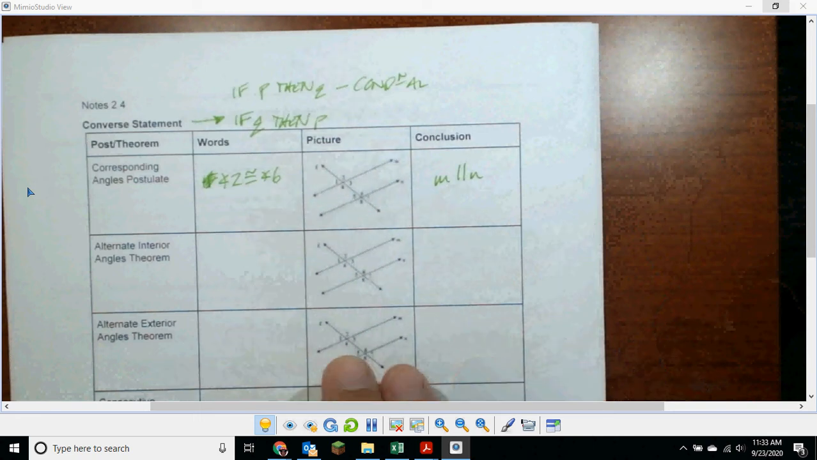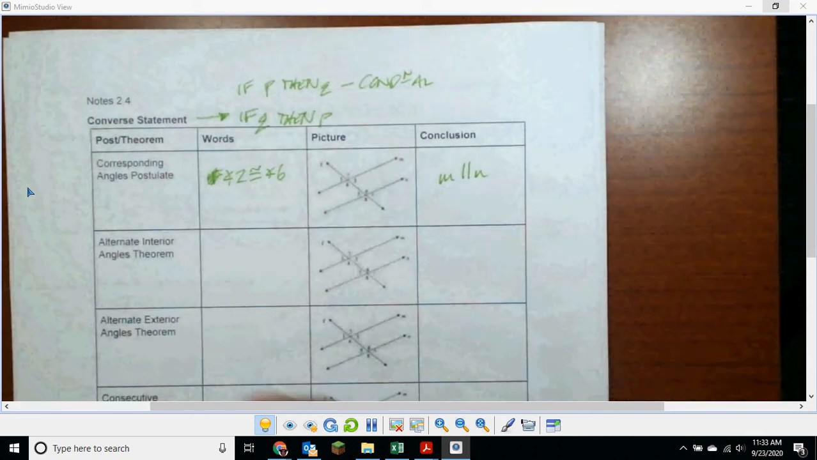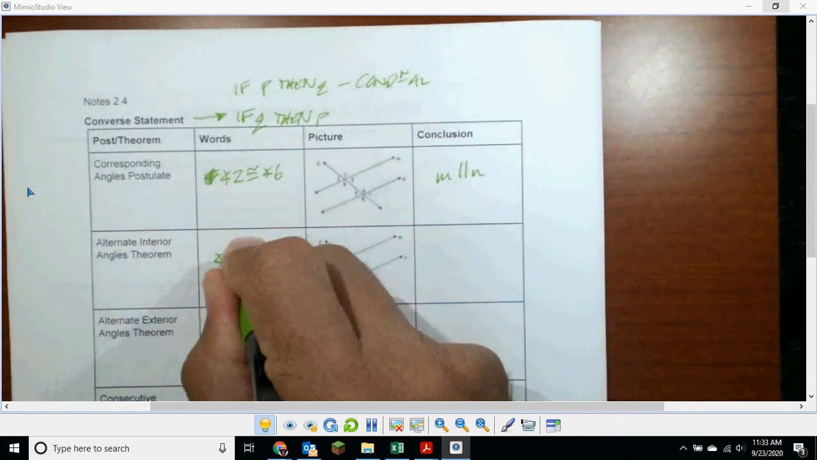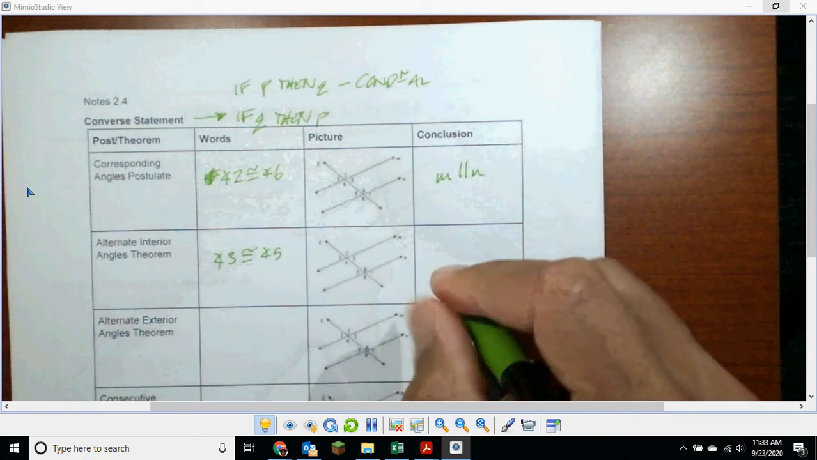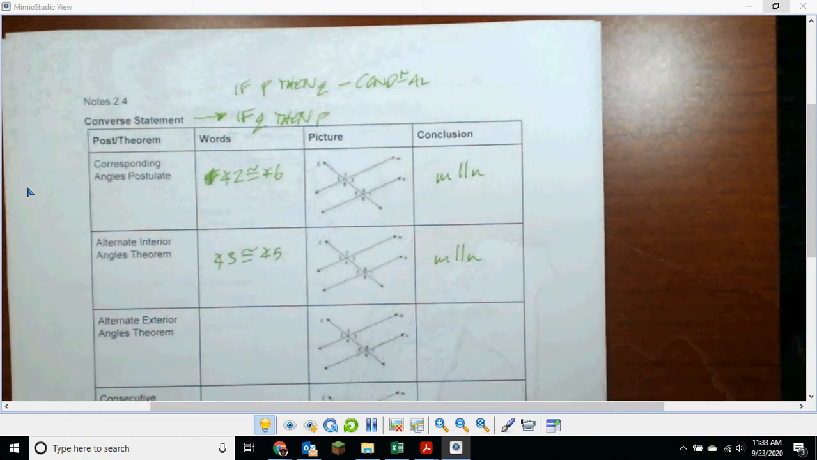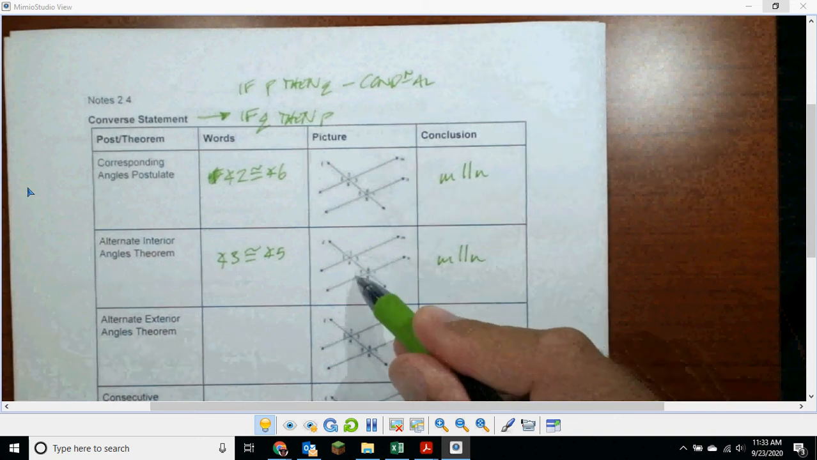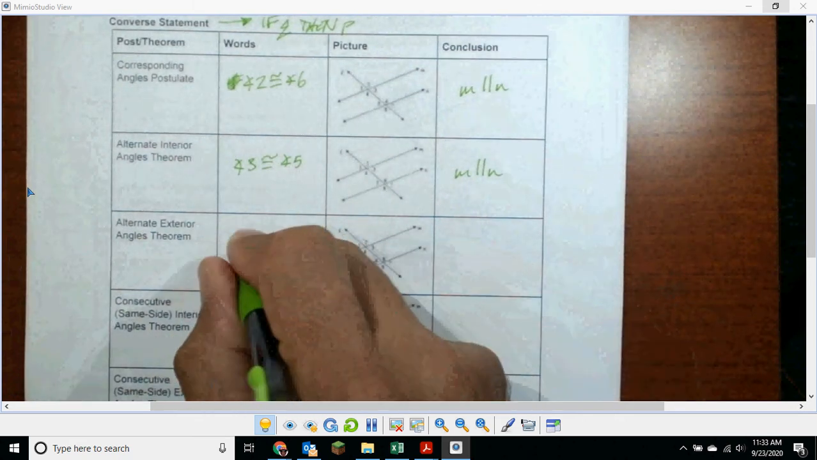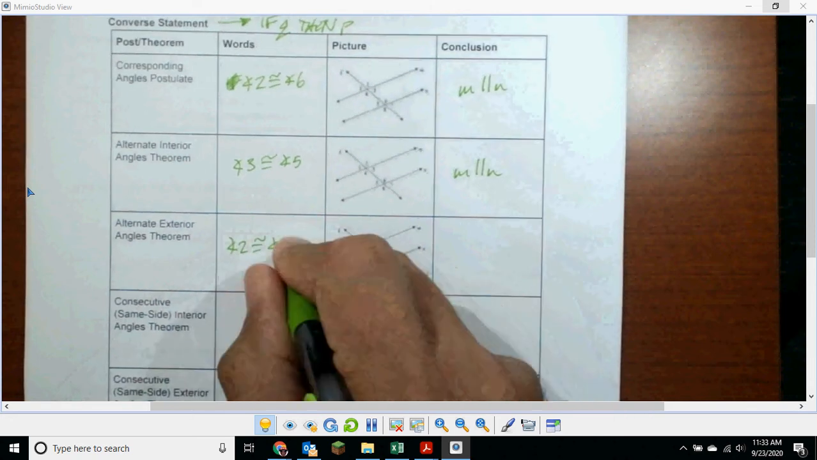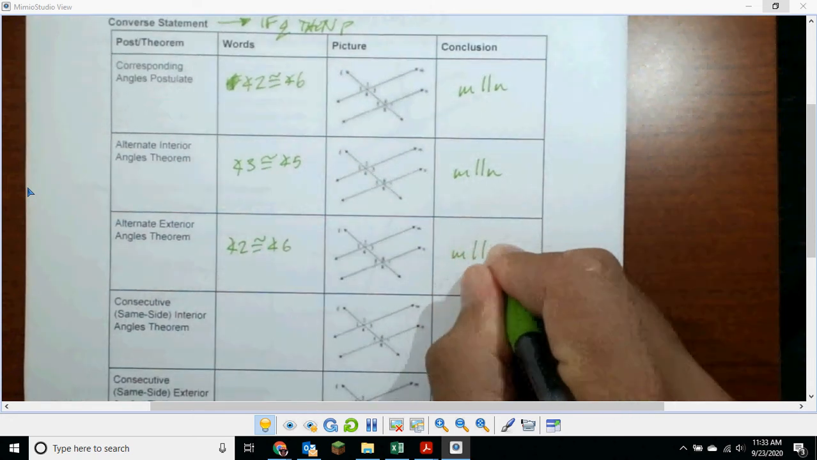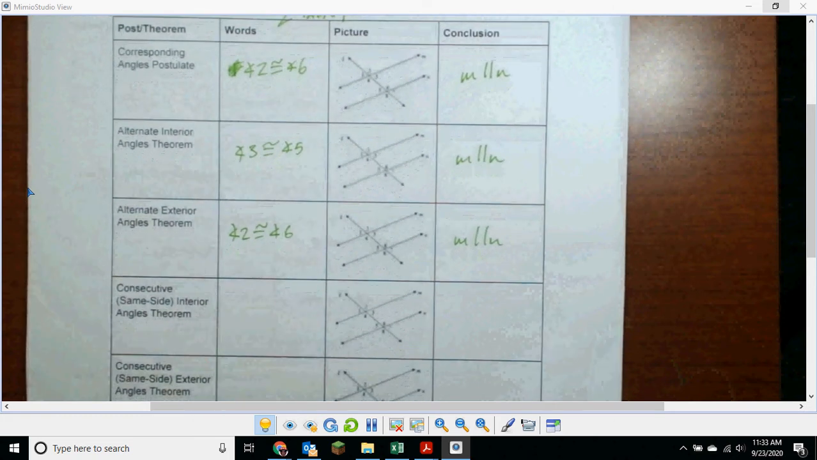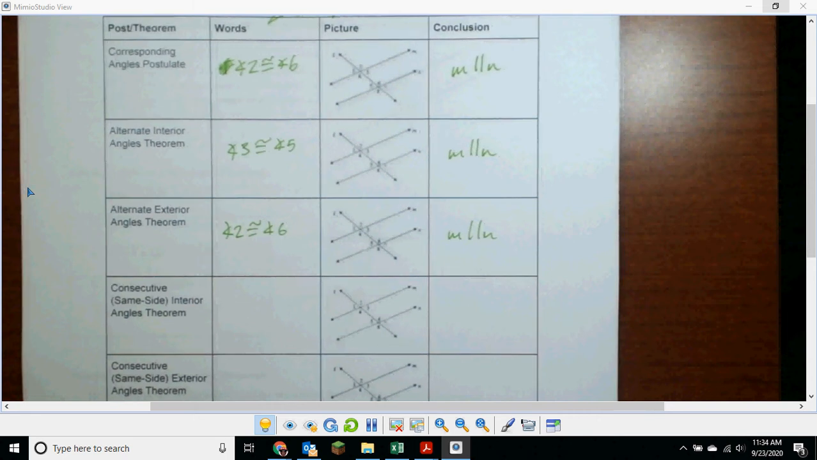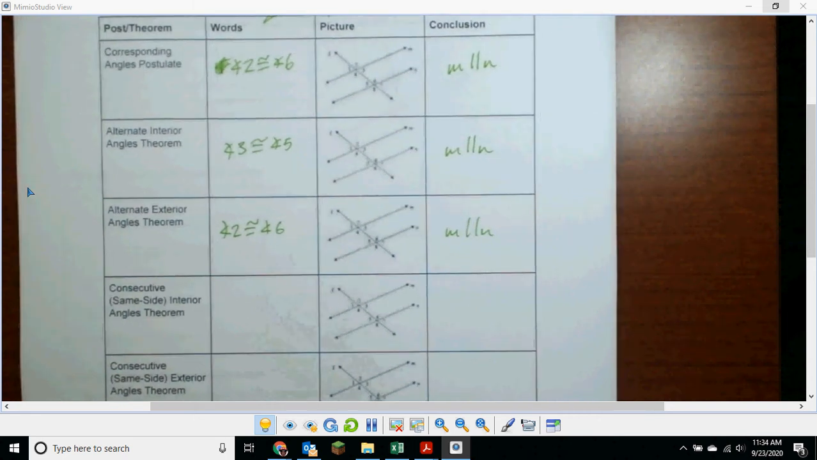All right. So alternate interior angles. If I tell you that angle 3 is congruent to angle 5, then I know that M is parallel to N because I've shown that alternate interior angles are congruent. If alternate exterior angles, so if angle 2 is congruent to angle 6, then I know that M is parallel to N. All right. It's the same words that we would use, the same definition of each of these. You know, if alternate exterior angles are congruent, then lines are parallel, etc.